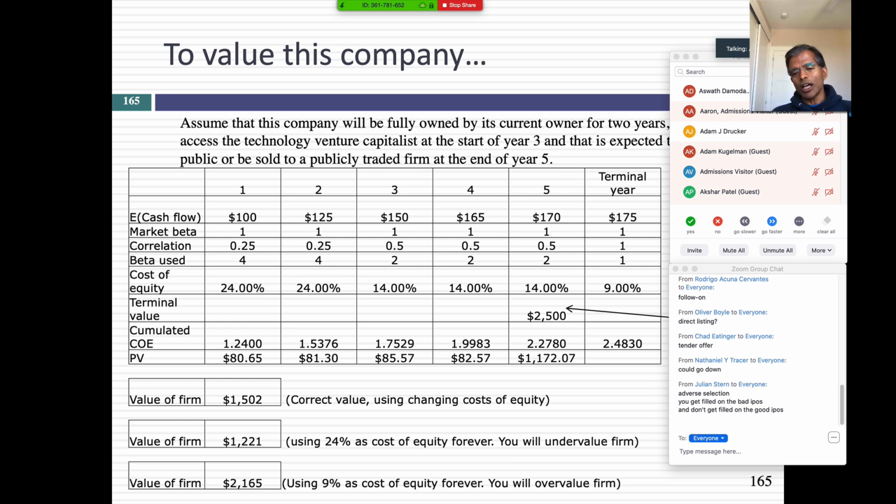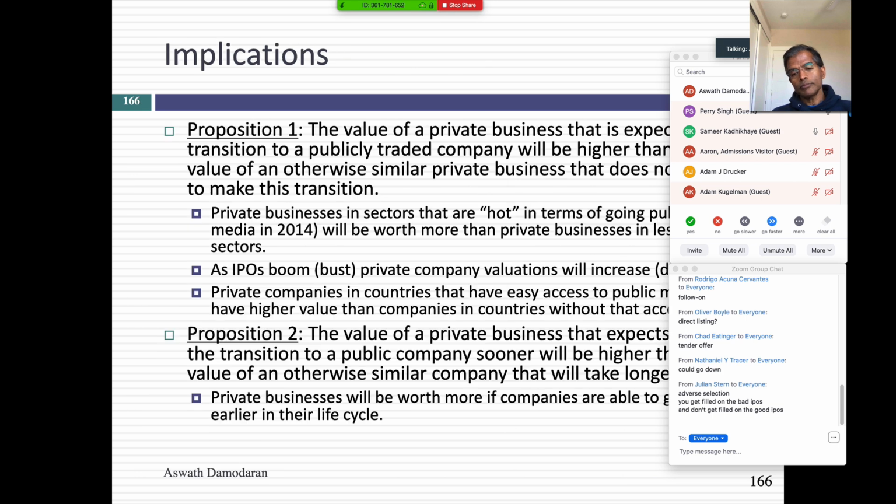Okay, not rocket science, but with private companies, context matters. You've got to tell me who you're going to sell it to, because the value that you'll be willing to pay will vary depending on the potential buyer, because your cost of equity can change given how diversified or undiversified that buyer is. Perry? I have a question.